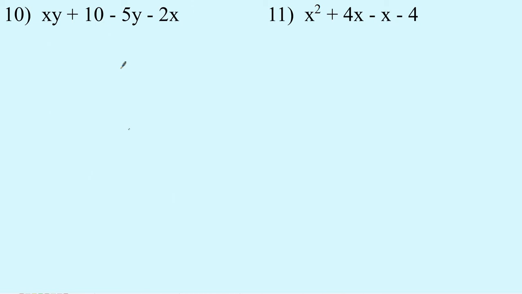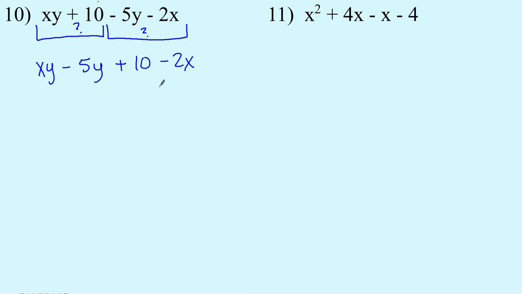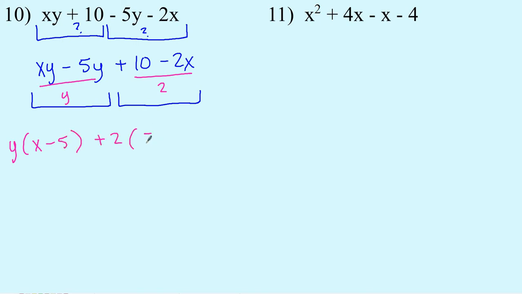All right, let's do another one. So here I've got 2 more grouping problems. So let's just knock these out real quick. So we take the first 2 and the last 2. Okay, so here we kind of have a problem. Ours don't really match up. So maybe I want to rearrange this. So I'm going to write xy minus 5y plus 10 minus 2x. Are there other options? Yes, certainly, but that's just the first one I saw. So let's divide out a y with that one, and let's divide out a 2 with that one. So if we divide out the y, we're left with x minus 5. And here, if we divide out the 2, we're left with 5 minus x.